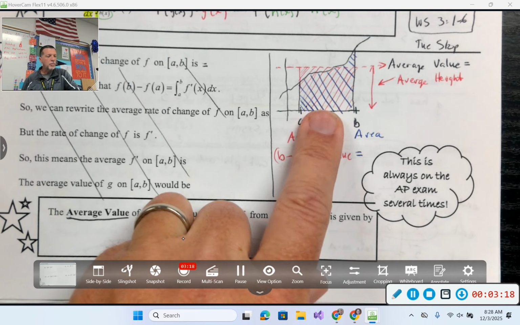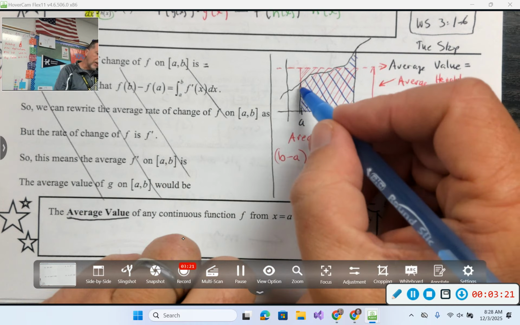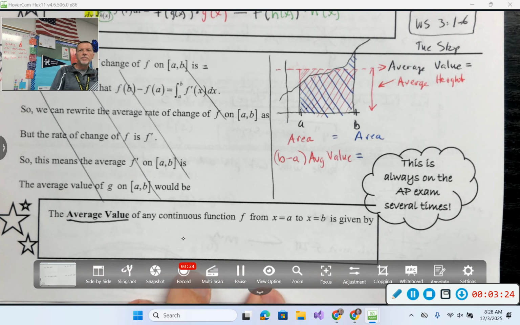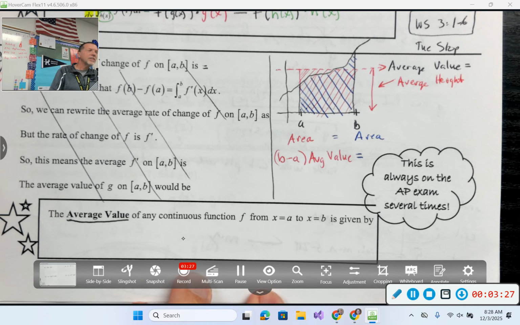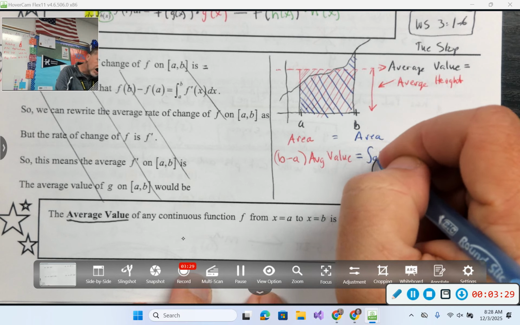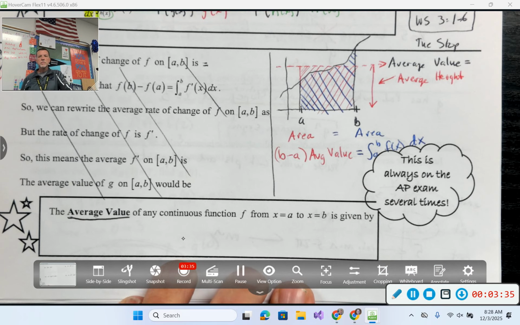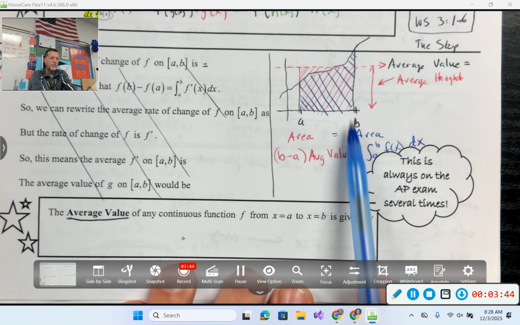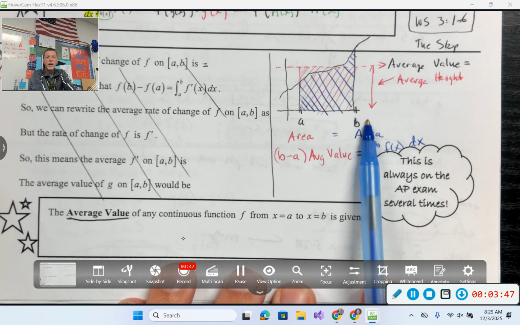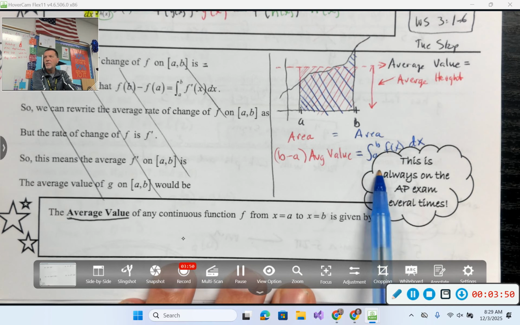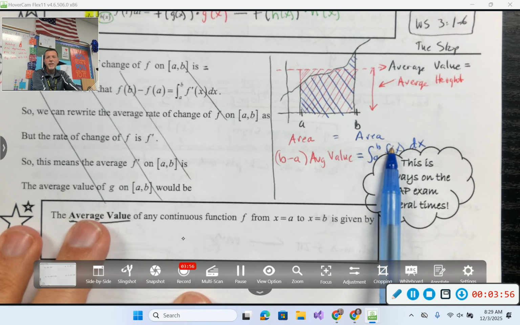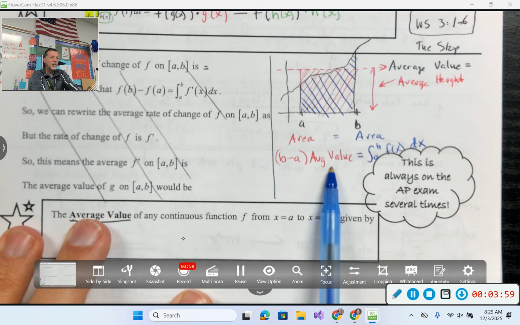But I can figure out the blue area. How do I find the area under a curve? Under a curve, that's the integral from a to b of f of x dx. Yeah, the integral tells me the area. So I know this side, I know the blue area. If I know the function, I can take an integral from a to b, do the antiderivative, plug in top minus plug in bottom. Or just shove it in the calculator, let the calculator math that thing and tell me what that is. If I know B and A, then I can solve for average value.